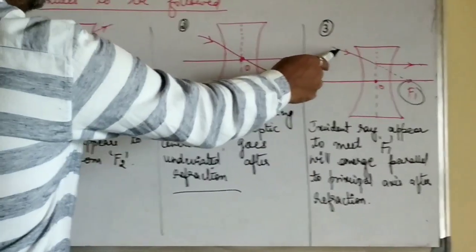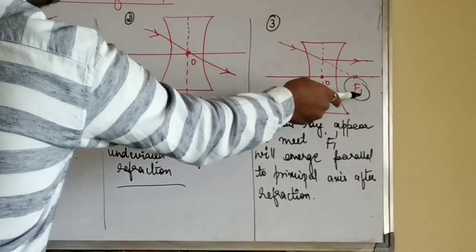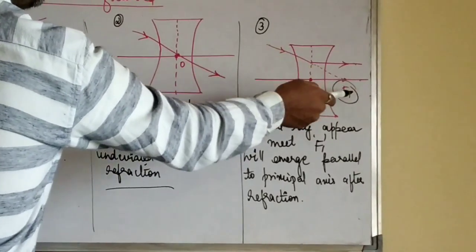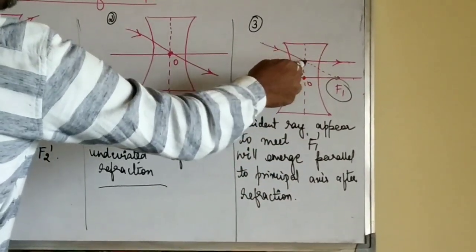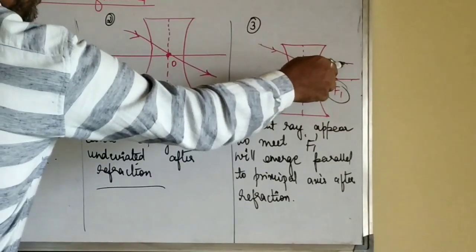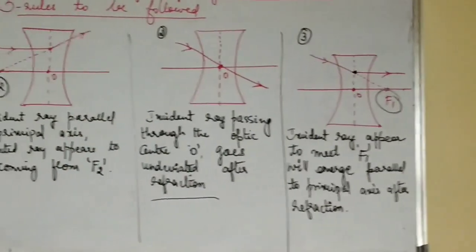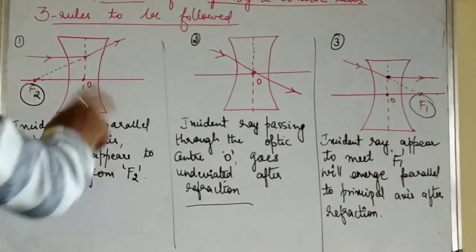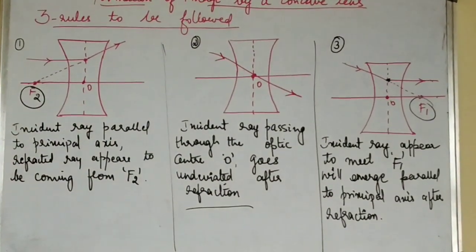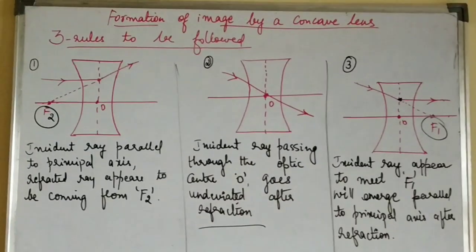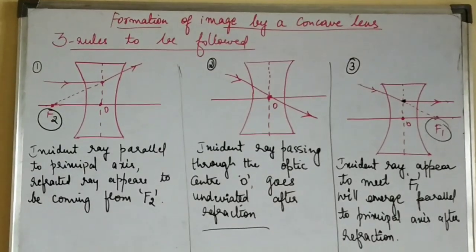So the incident ray which is supposed to be appearing towards the first principal focus on the right side of the concave lens actually undergoes refraction at the interface, and that refracted ray goes parallel to the principal axis. So that is rule number 3. Based on these 3 rules, we will take any 2 rules out of the 3 and trace the image formed in a concave lens. That is, we have only 2 cases. That will be discussed in the next video.